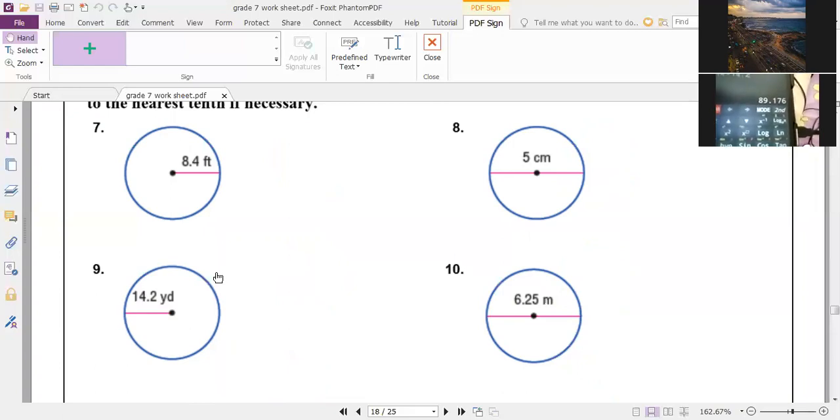What is pi? Pi is the ratio between the circumference and the diameter, and pi here, my friend, is equal to 3.14 or 22/7. Okay? So we substitute in this rule because we have the circumference. So we use 2 times 3.14 times 14.2 in this case. The result is equal to 89.176.